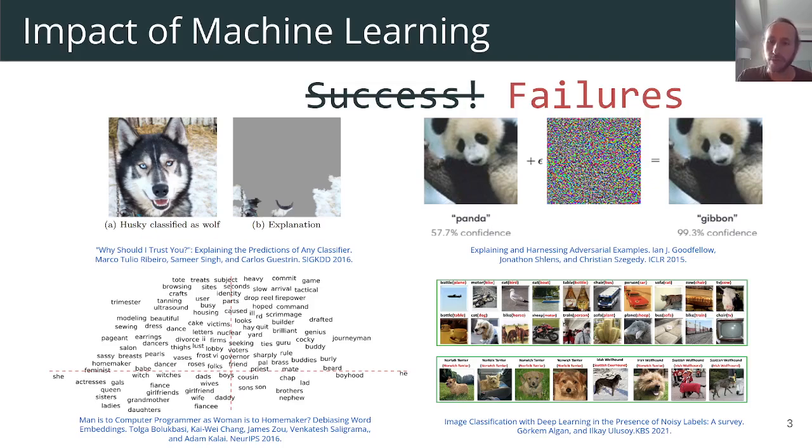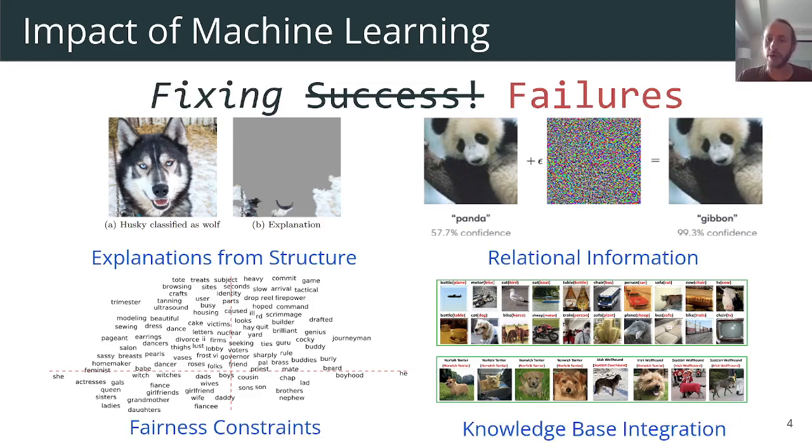One way to address each of these problems is by adding structure or relational information to the problem. We could have some sort of structure to provide explanations for us. We can use relational information to overcome adversarial attacks. We can enforce fairness constraints onto embeddings. We can integrate knowledge bases into computer vision models so that they don't fall flat when provided with noisy labels. In all these situations, bringing structure into the problem really helps.